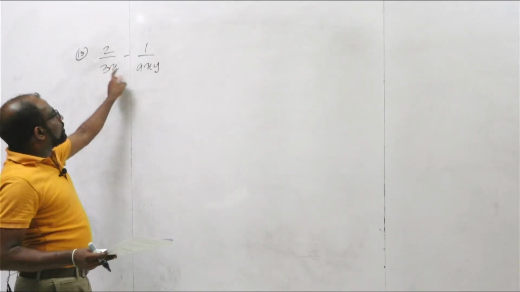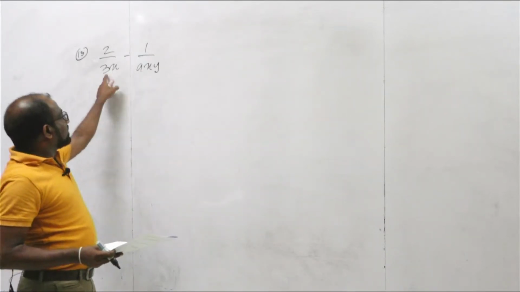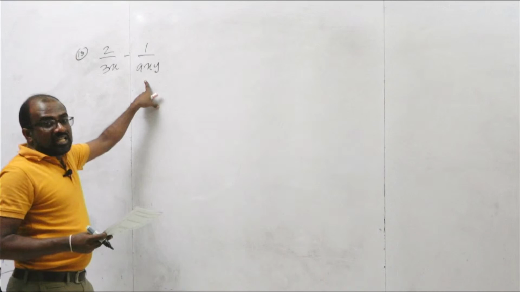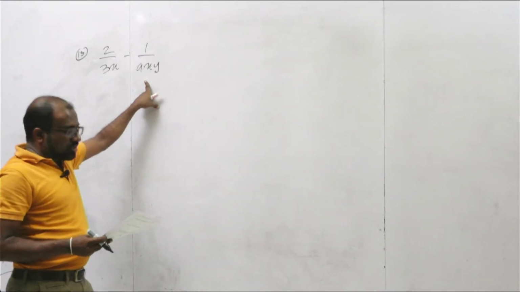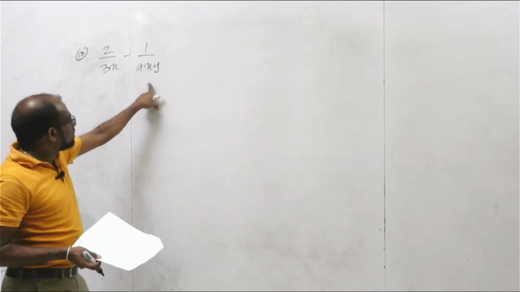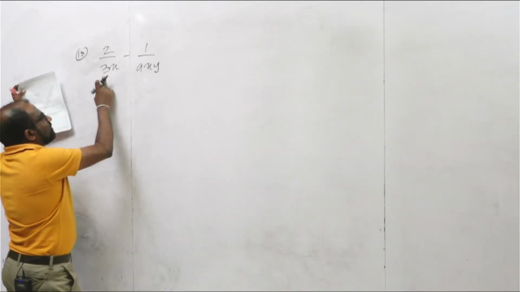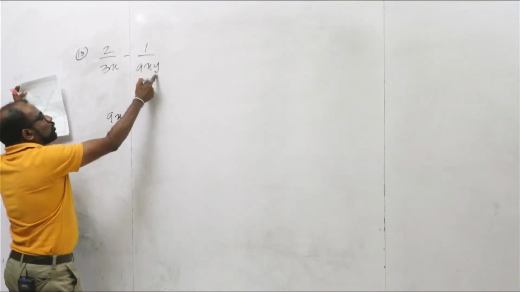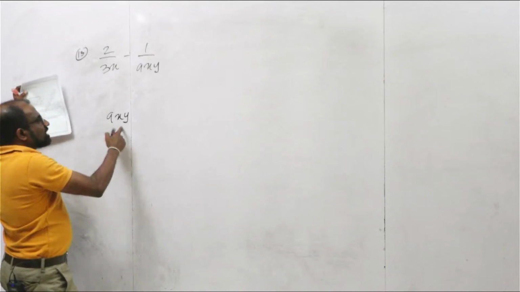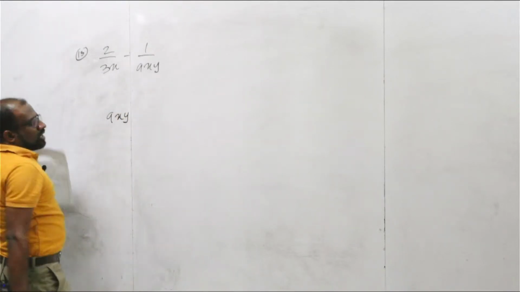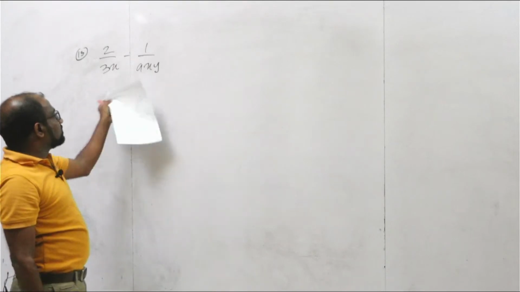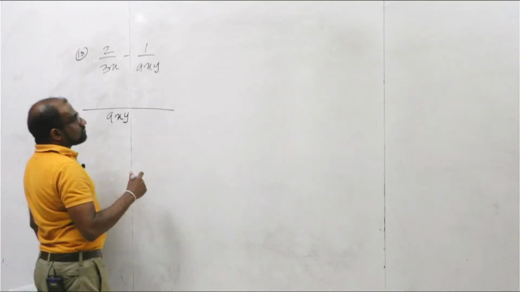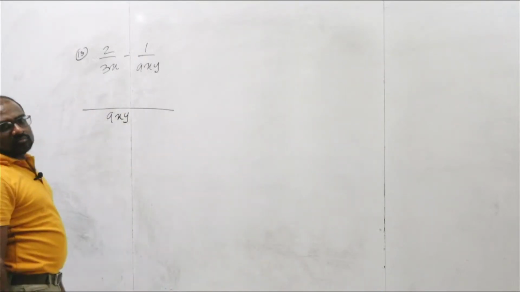First step, you have to take a common denominator. For 3x and 9xy, you take the least common multiple, the smallest number you can divide by both. 9 you can divide by 3, no problem. So you take 9, x, and y. 9xy you can divide by both terms. The common denominator, the LCM of these two denominators, is 9xy.